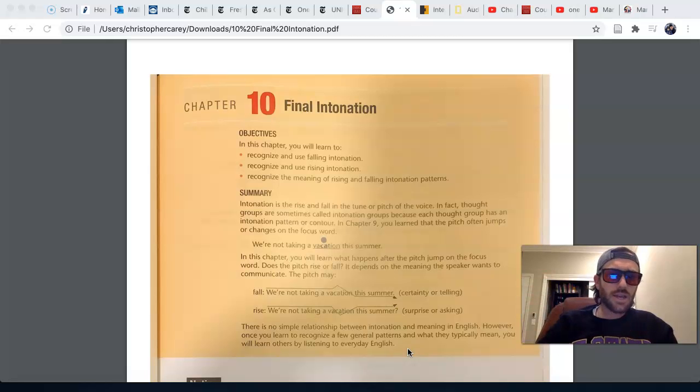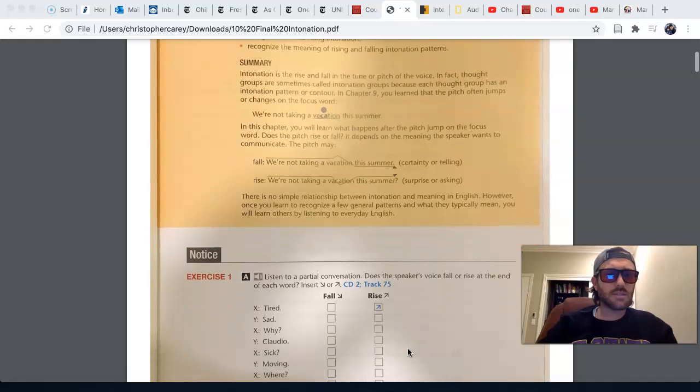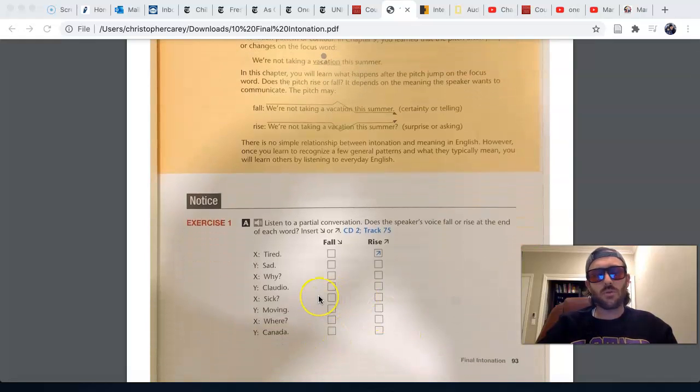So let's go ahead and do a few practice exercises. Exercise 1 is similar to what we did in 65. You can listen to CD2 track 75. And for each of these statements, or one-word phrases, indicate whether you think the speaker's voice rises or falls.